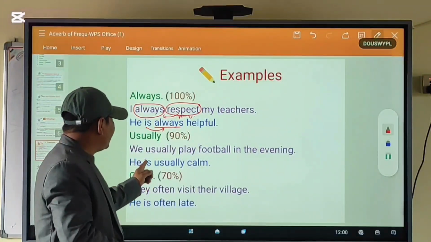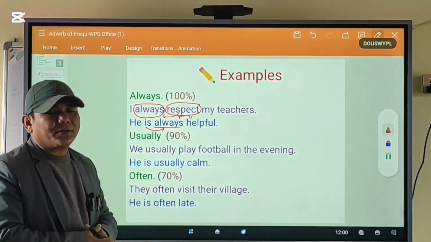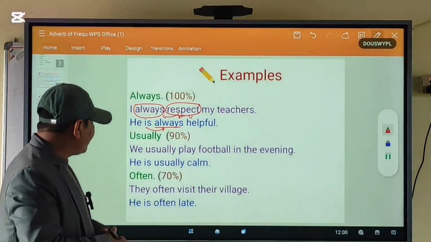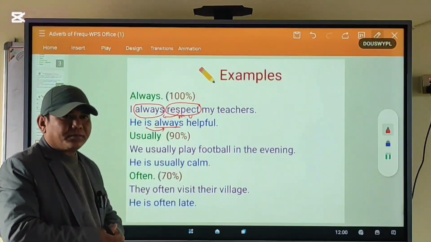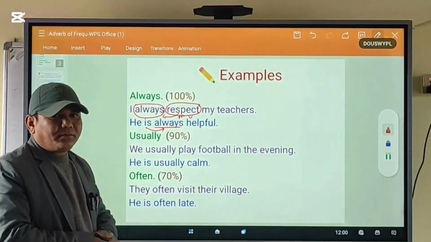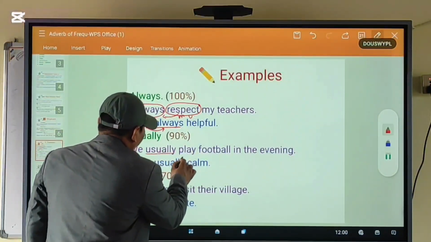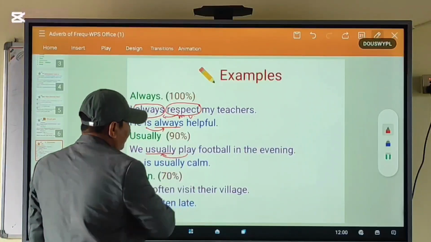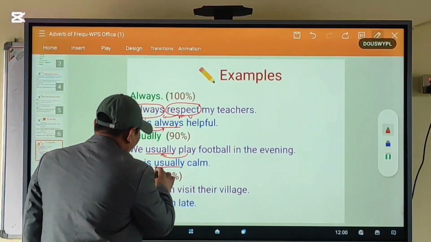Similarly, he is usually calm. It means what? It means he is 90% calm. He is calm most of the time. Look at this. Usually is used before the main verb. Usually is used after the to be verb.